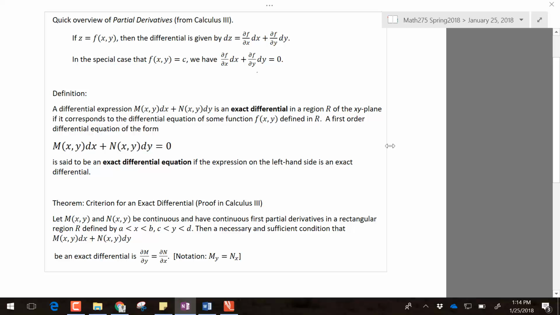exact differential equations. The first thing we need to know is that we have to check if something is an exact differential equation. If it is, then we can solve for it, maybe. And if it's not, then we're out of luck.